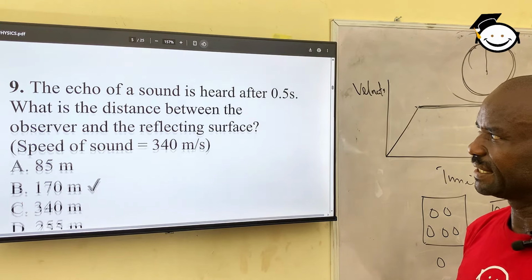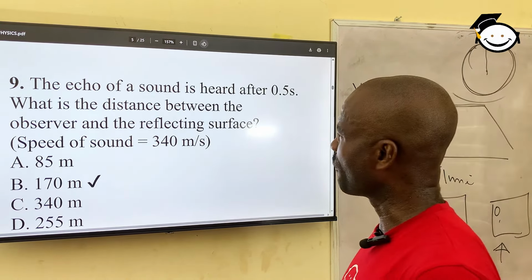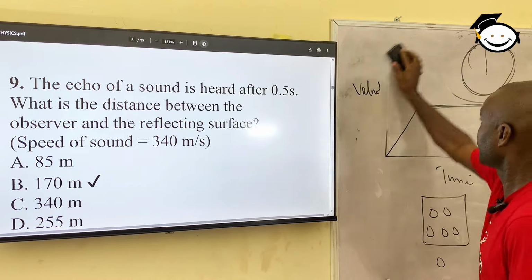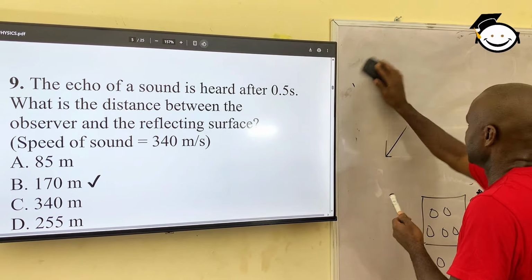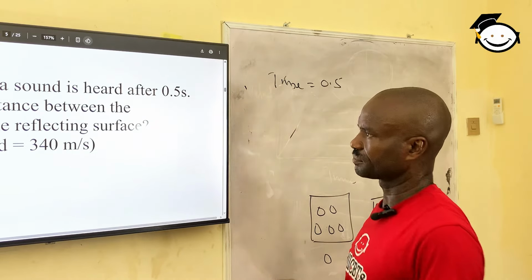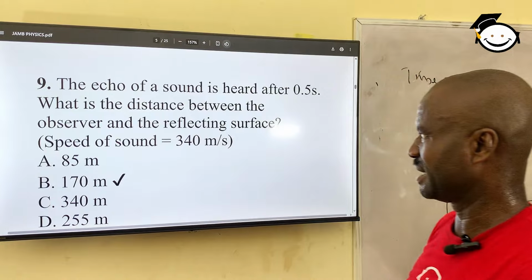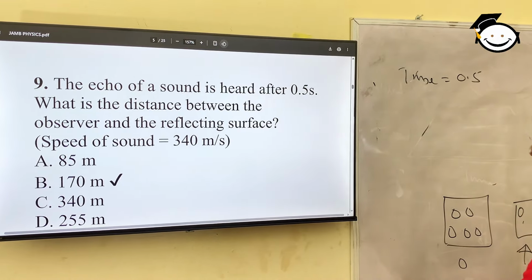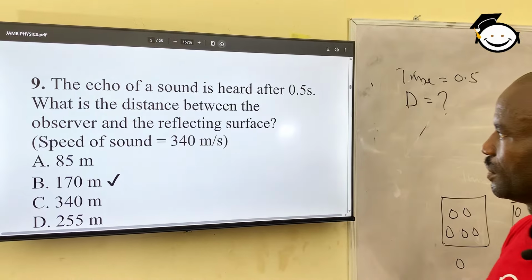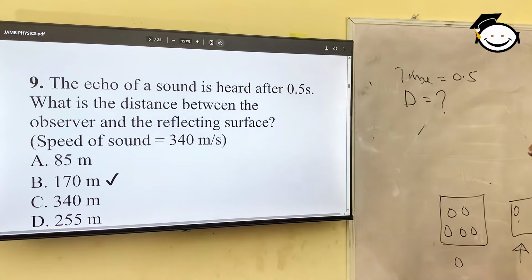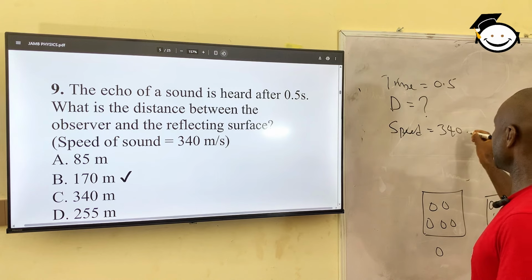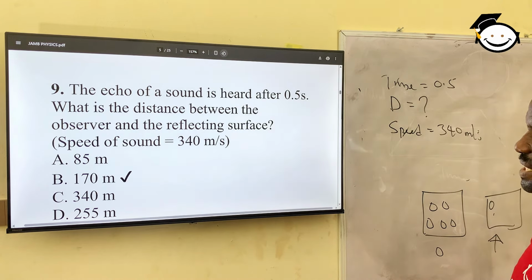Number 9. All right. The echo of a sound is heard after 0.5 seconds. This is time t, 0.5. What is the distance between the observer and the reflecting surface? The distance, d, is unknown, when the speed of sound is 340 meters per second.